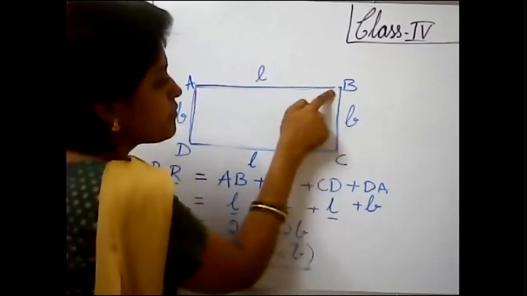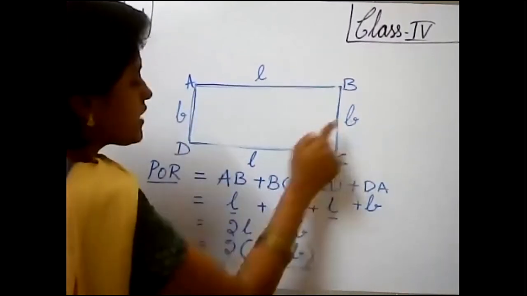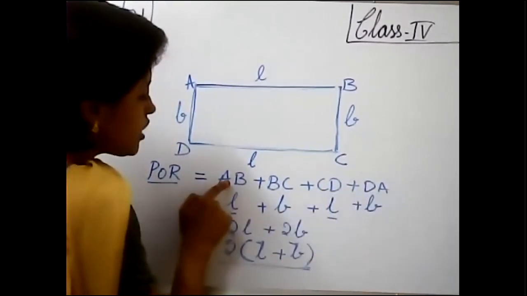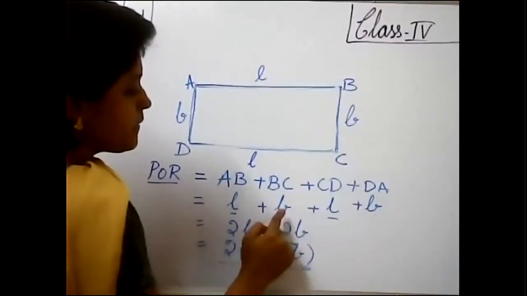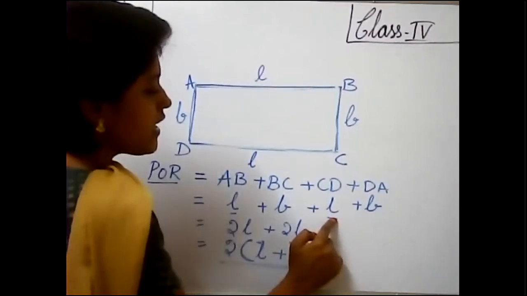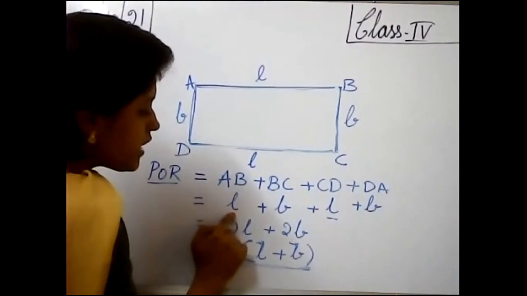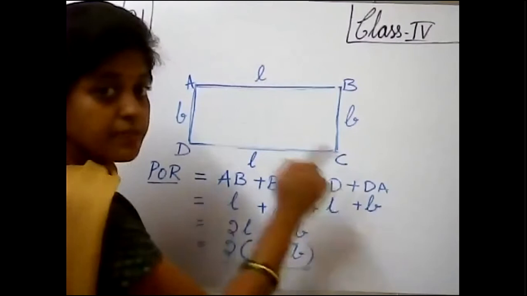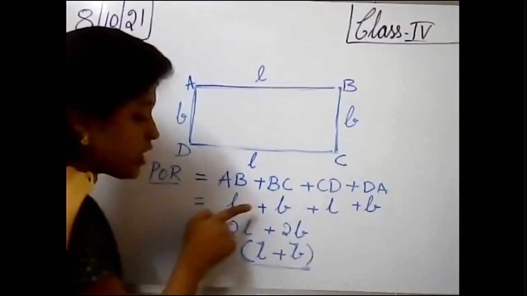Sum AB, BC, CD, DA. Add all the sides: AB plus BC plus CD plus DA. So what is AB? Length, L. What is BC? Breadth, B. What is CD? That is length, L. DA, breadth, B. Now here you can see, Arika, L plus B plus L plus B.